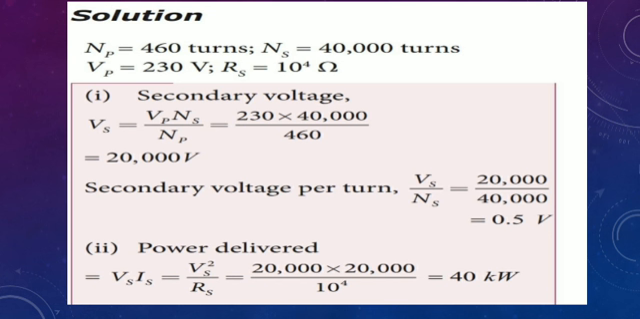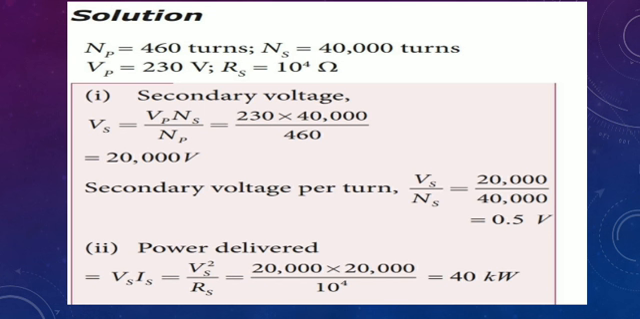So therefore the secondary voltage per turn, how to calculate? It is very simple. Vs, voltage per turn. How many turns? Number of turns in the secondary coil is 40,000, and the voltage is 20,000. Therefore the secondary voltage per turn, for a single turn, is 0.5 volt. Okay students, therefore come to the power delivered formula.